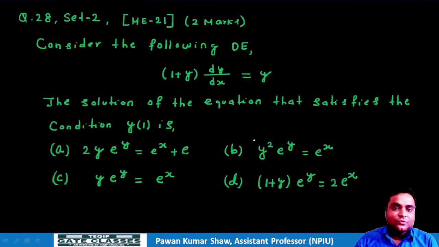Now I'm going to discuss one problem which was asked in GATE 2021 in the mechanical engineering paper. This is question number 28 of set 2. The question is that the following differential equation is given, and the solution of the equation that satisfies the condition y at 1 equal to 1 is given. So we want to find the solution.